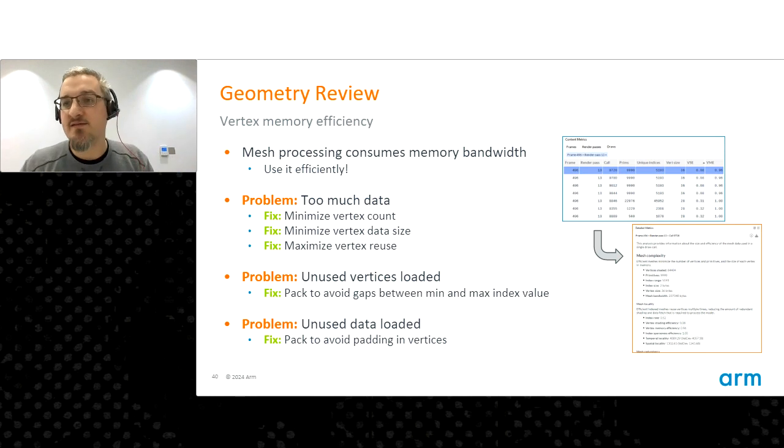Then memory efficiency is for what you're using or what you're fetching from memory because of DRAM access patterns and cache access patterns. How many bits are you actually using? So are you fetching unused vertices due to sparse indexing? Do you have padding in your vertex data where it happens to share a cache line? So each of these has a very actionable fix from the application.